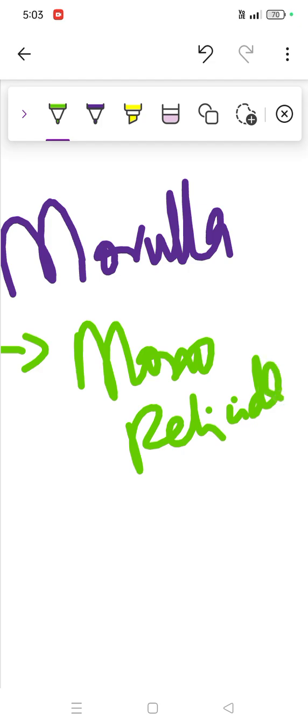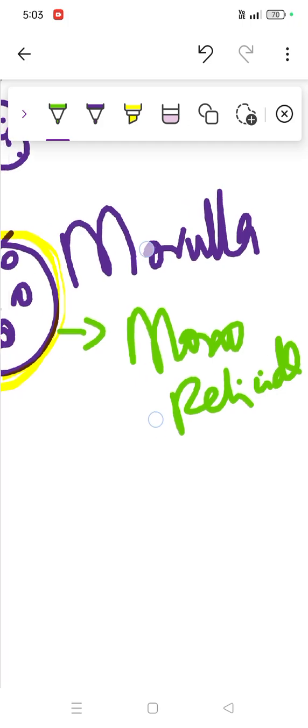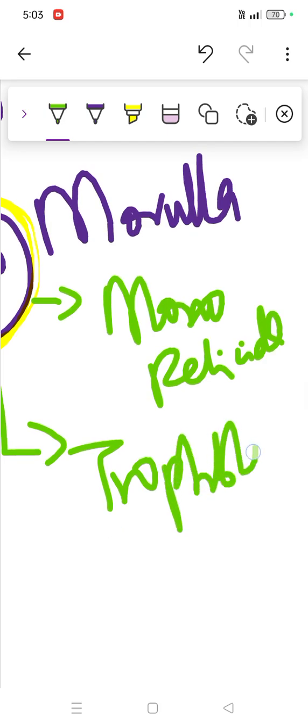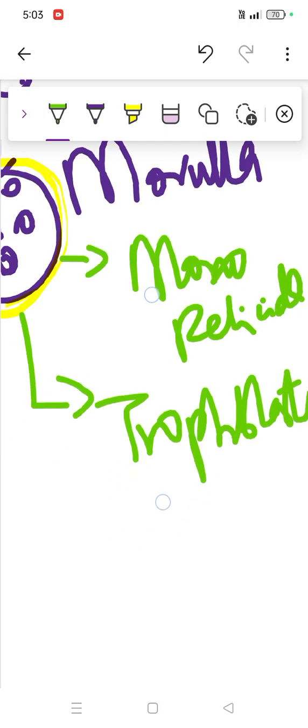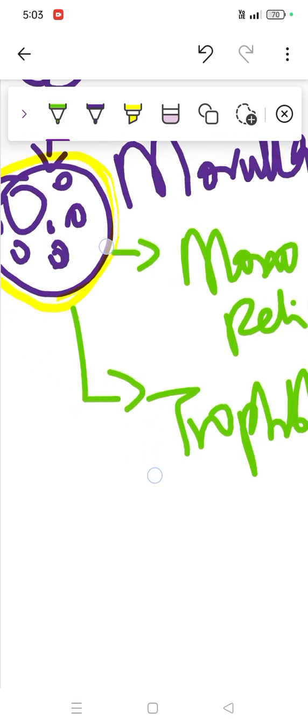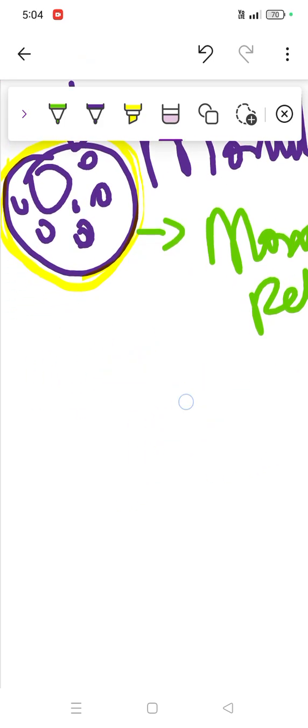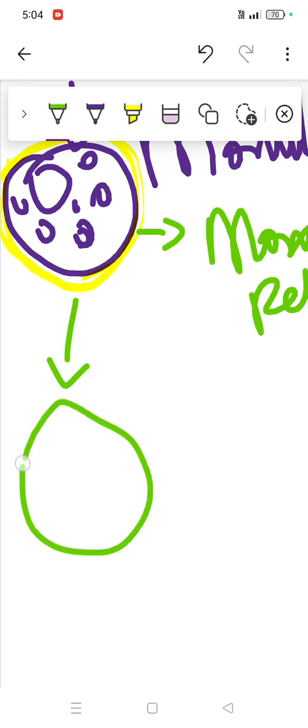This has so many functions. Like the zona pellucida is present, then this morula has an outer membrane, that's called trophoblast. After this structure you will see there will be an inner one in this. After morula we have a few other things. Here comes another structure where the outer covering will be called trophoblast.